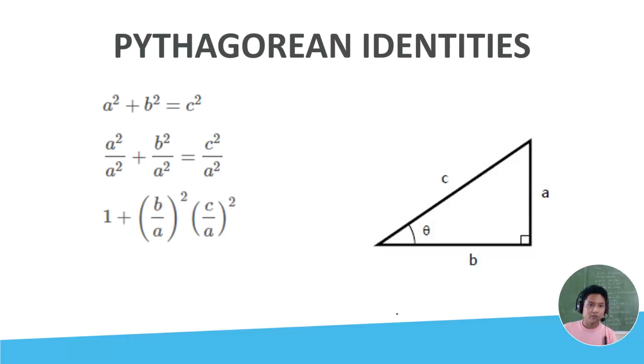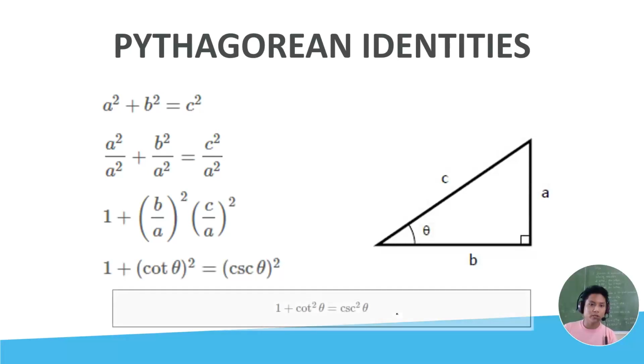Another, if we divide both sides by a squared, we will have 1 plus cotangent squared theta equals cosecant squared theta. Now, why is it important to be familiar with these identities?